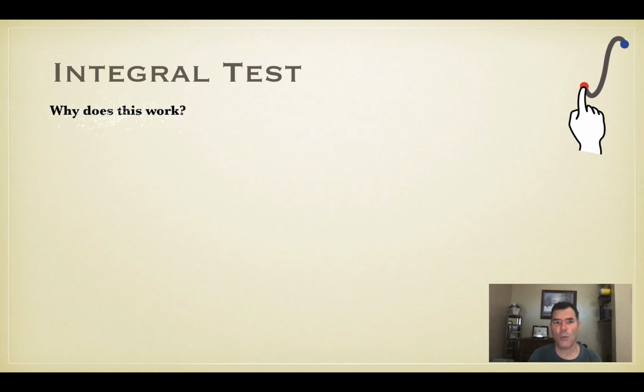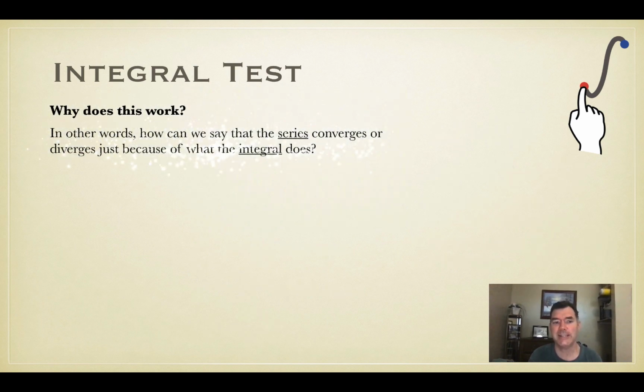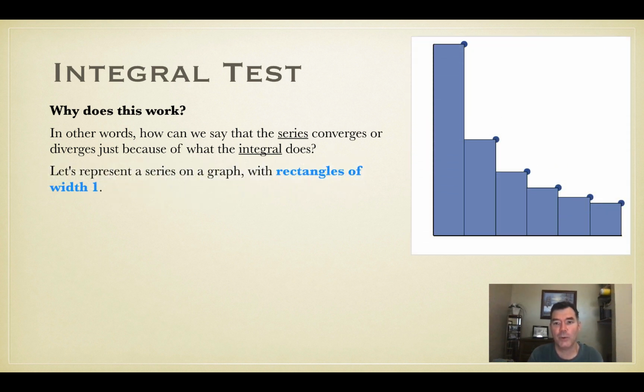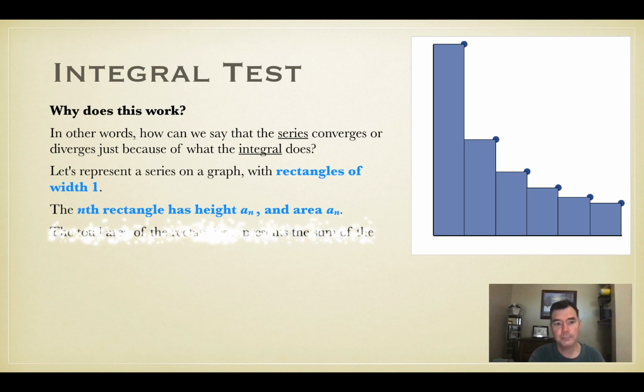Okay, so let's talk about why this test actually works. Why can we say that the series does whatever the integral does? Well, let's draw a quick picture. I'm going to draw what a series would look like as a bunch of rectangles. For each of those rectangles, the width is going to be 1, and the height is going to be the value of that term in the sequence. So the first rectangle is going to have a height equal to the value of the first term. The second rectangle will have a height equal to the value of the second term, and so on.